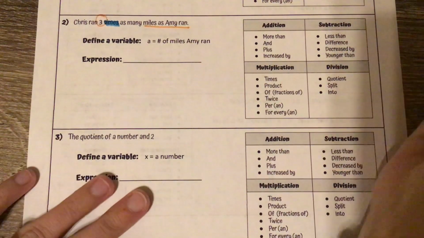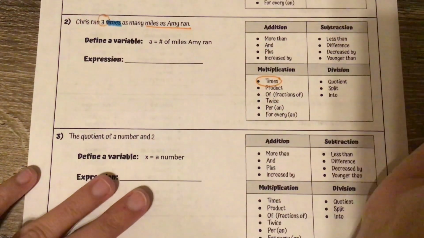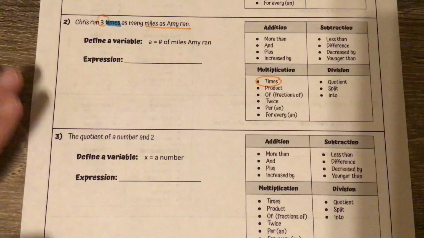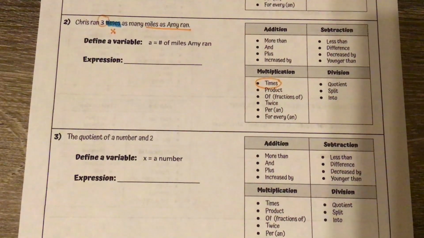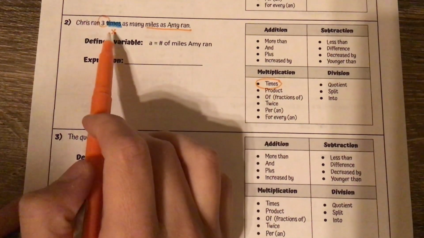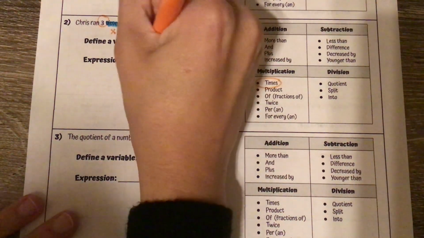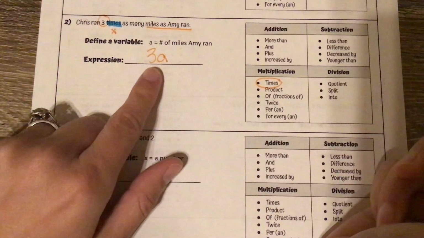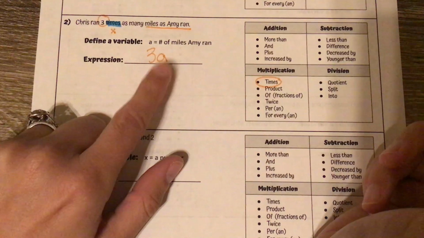And if I look over on my chart, I see times right here in our multiplication box. So that tells me this is a multiplication problem. So we are doing 3 multiplied by the number of miles Amy ran. Remember, the best way to write it is writing the number right next to the letter. 3 times A.